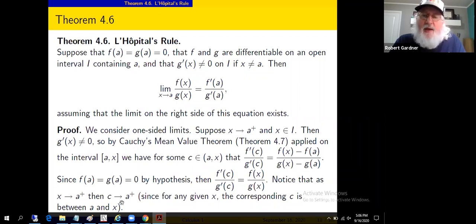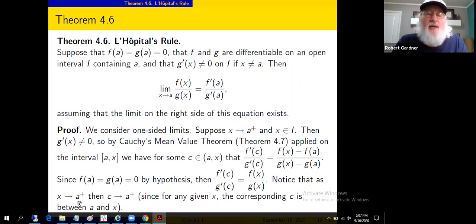What's up with the c value? C is between a and x. So you want to think of it like this. C is stuck between a and x. X is going to approach a from the right. Well, guess what? Since c is between a and x, as x approaches a from the positive side, c is going to have to approach a from the positive side as well, because it's stuck between a and x. You do not set x equal to a. You do not get c equal to a necessarily.